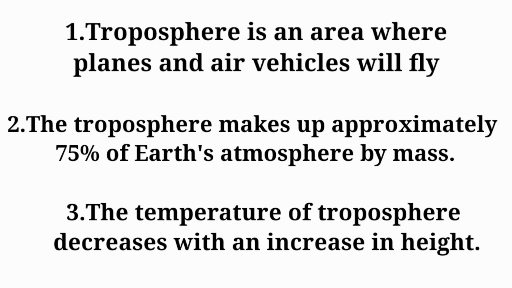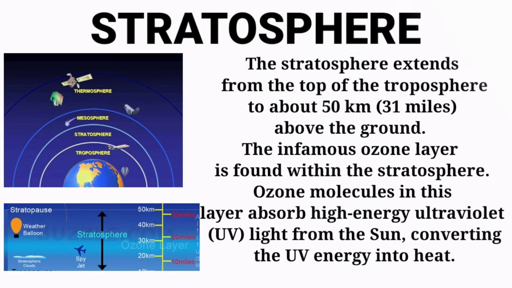The troposphere makes up approximately 75% of Earth's atmosphere by mass. The temperature of the troposphere decreases with an increase in height. The stratosphere extends from the top of the troposphere to about 50 kilometers above the ground.